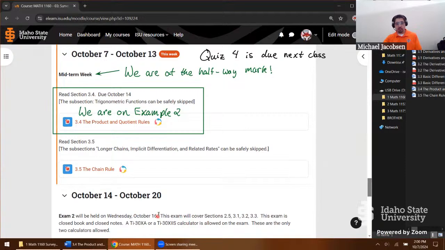And as far as the coverage goes on this exam, it's going from section 2.5, the one we left off on in exam 1, up to section 3.3, the basic differentiation formulas. We're not putting section 3.4 on this exam since we're finishing it out this week. Well, any questions at all, folks, with the announcements so far?